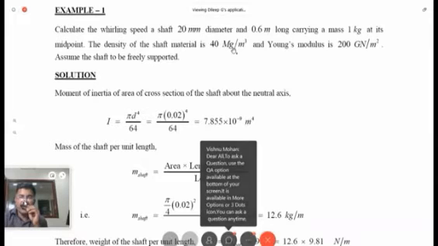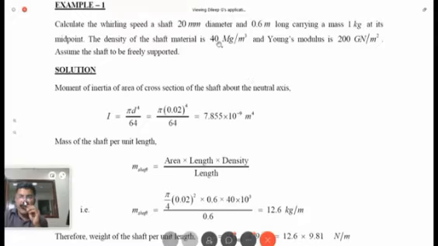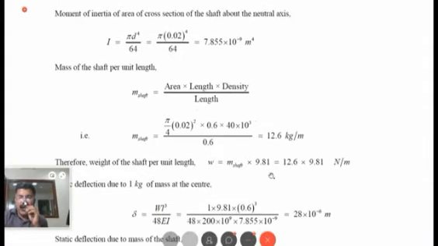Now you have to convert this gram into kilogram. So that is 40 into 10 raised to 6 grams, or 40 into 10 raised to 3 into 10 raised to 3 grams. 10 raised to 3 grams means kilogram. So 40 into 10 raised to 3 kilogram per meter cube. That is rho. Everything in SI system. Now rho you are given, A is pi by 4 into d square, G you know 9.81. So therefore weight per unit length, small w, rho into A into G, you can find out.